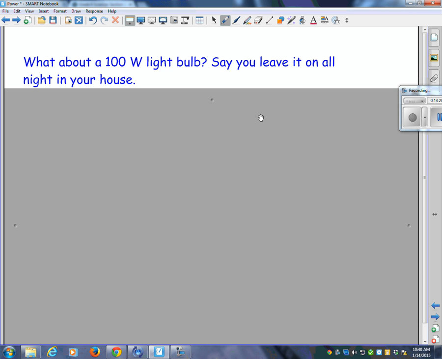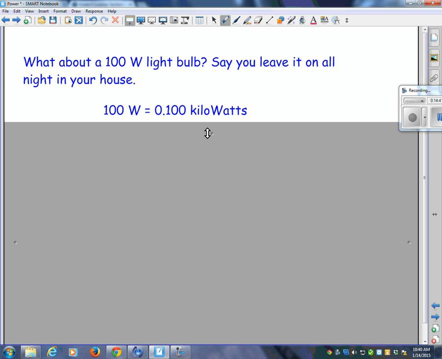You might have a 100-watt light bulb in your bedroom that you leave on and your mom and dad yell at you. What about a 100-watt light bulb? Follow these steps for me because you're going to have to do this later today, Tyler. I'm showing you the steps. Say you leave it on all night in your house. So, 100 watts is how many kilowatts? 0.1. How did I do that? I divided by 1,000. So your light bulb takes 0.1 kilowatts.